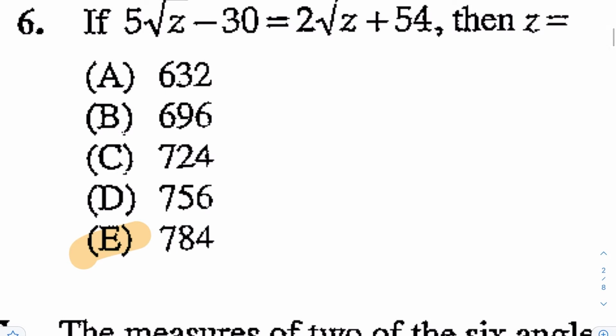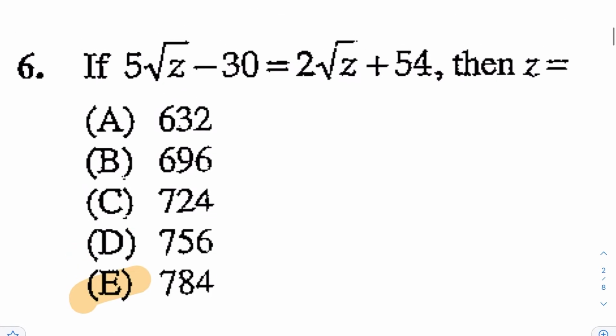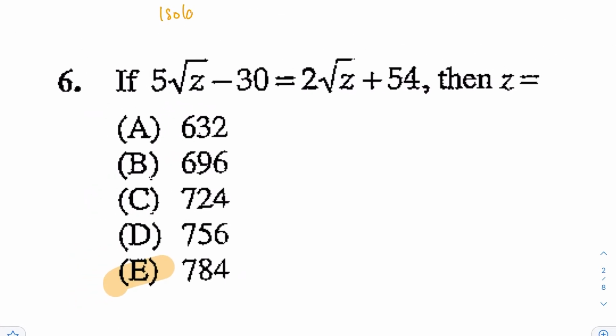All right, for number 6, if 5 times the square root of z minus 30 is equal to 2 times the square root of z plus 54, then z is equal to, all right, so we have this really big equation, and a couple things you have to do. You have z underneath the radical sign, so that's annoying. You're going to have to isolate the square root of z. Because if you isolate the square root of z, then you can square it afterwards to get rid of the annoying square root symbol, because that's the inverse operation.